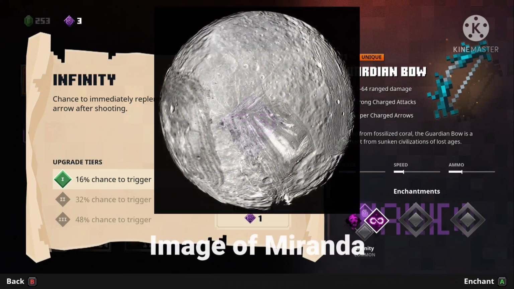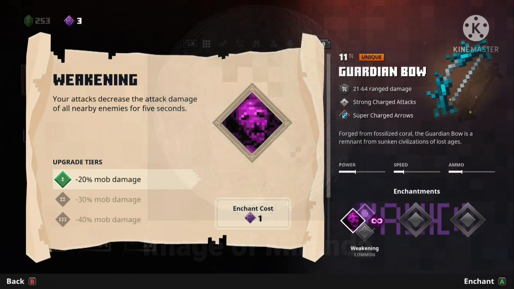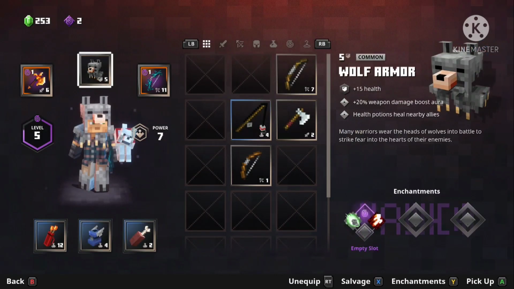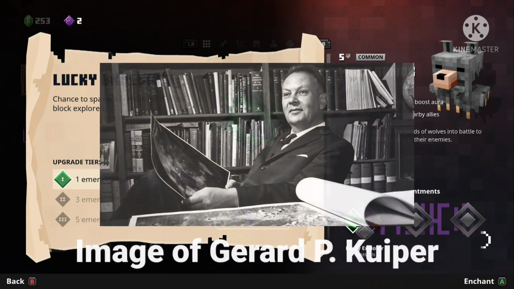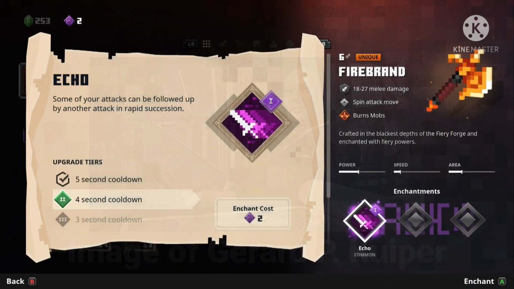Miranda is the smallest of the 5 major moons of Uranus and is said to be the most varied of the group. It was discovered in 1948 by Dutch-American astronomer Gerard P. Kuiper, who named it after a character in the Shakespearean play The Tempest.